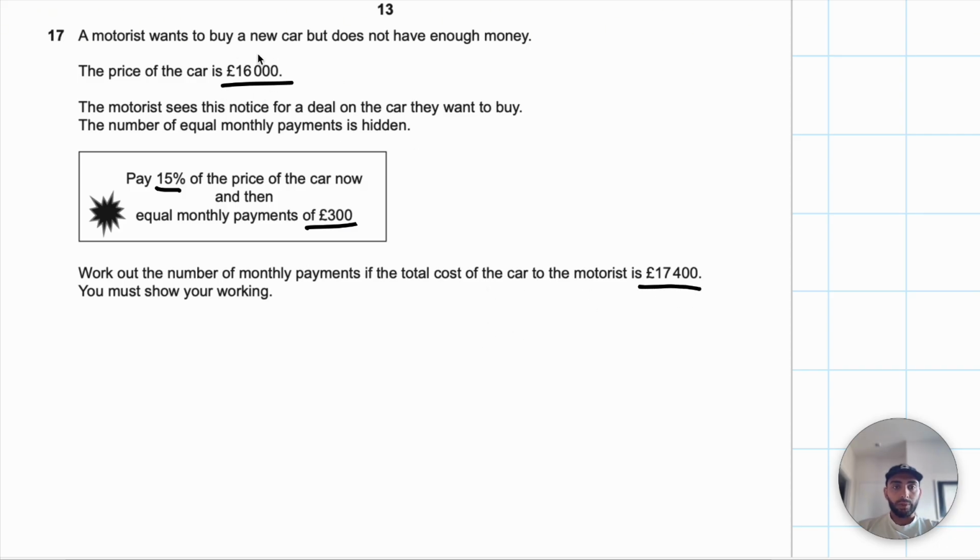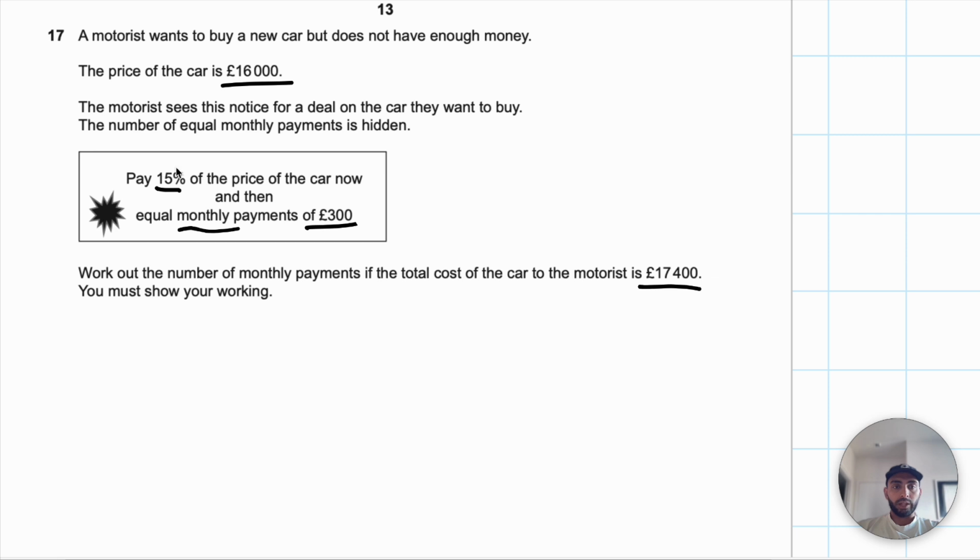This motorist wants to buy this car for £16,000, but he's going to end up paying £17,400. That's because he's paying on a payment plan. So he's paying 15% first, and he's paying £300 every month until he reaches a payment altogether of £17,400. We're trying to work out how many months that he's paying this £300 for.